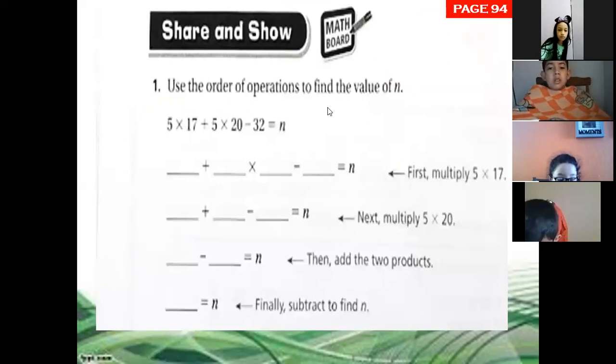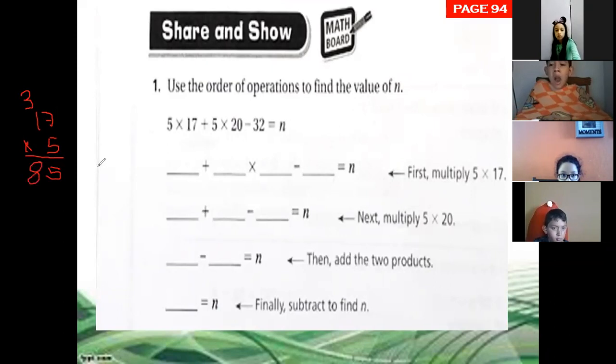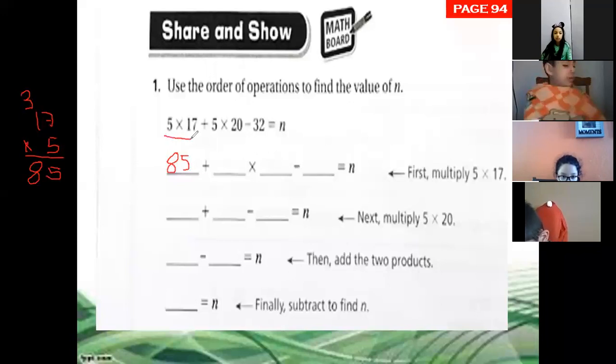Use the order of operations to find the value of n. In this part, we need to do the same as the first part. Mire, first, multiply 5 times 17. 17 times 5 is 5 times 7, 35. Regroup 3. 5 times 1, 5 plus 3, 8. So that's the first one, because this is what we did. And we have to copy the rest: plus 5 times 20 minus 32.